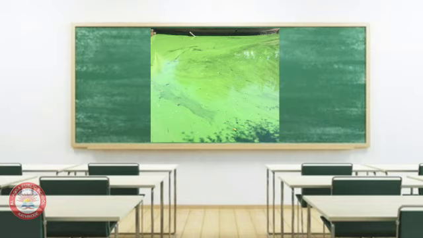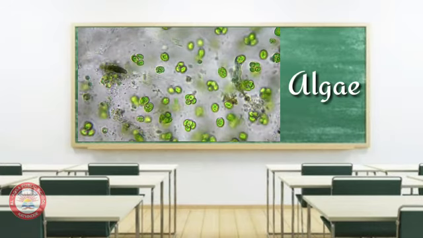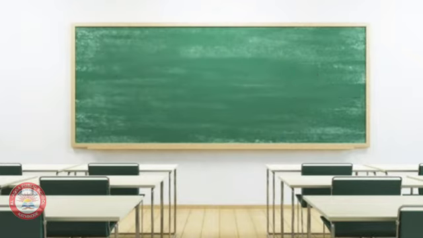You have often seen slimy green patches in ponds and also in stagnant water bodies. These are generally formed by the growth of organisms called algae. They also contain chlorophyll and can prepare their own food by photosynthesis.